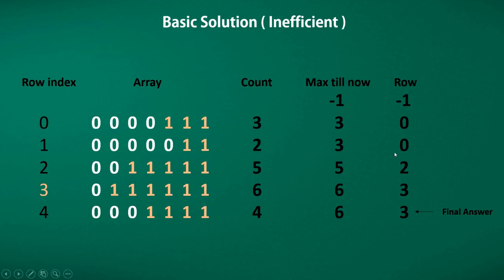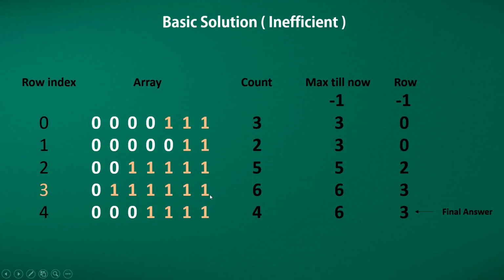If we go to the next row, the count will become 5 because there are 5 ones, and 5 is greater than 3. That's why we will update max till now to 5. Now this is the row with 5 ones, so we will update row also to 2. This tells us that in row number 2 there are 5 ones, and this is the maximum till now from row number 0, 1 and 2.